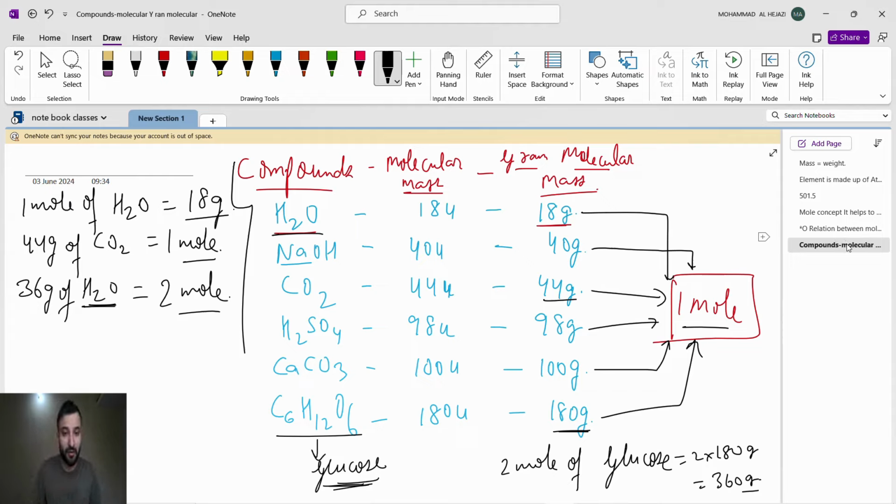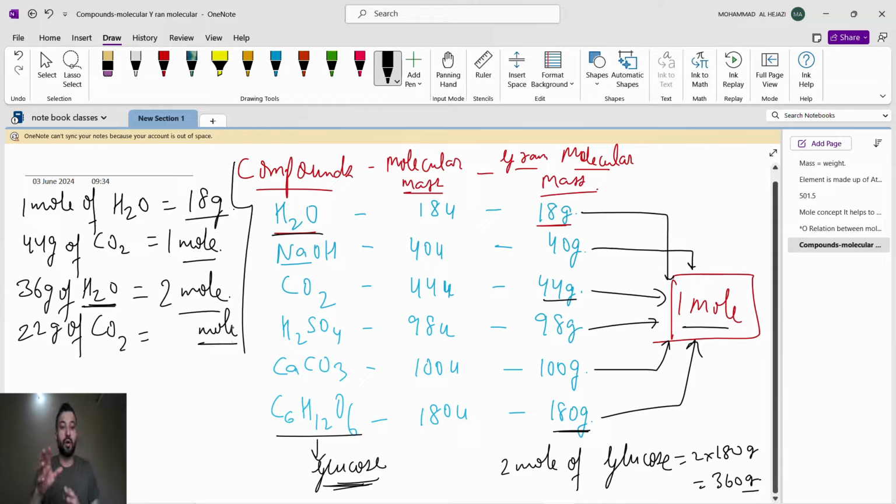Right? Suppose I give you 22 gram of carbon dioxide. How many mole is 22 gram of carbon dioxide? First of all, we see the molecular mass of carbon dioxide is 44 gram, and that is 1 mole. So 22 gram means what? Half, right? Half of 44 is 22. So it is half mole.